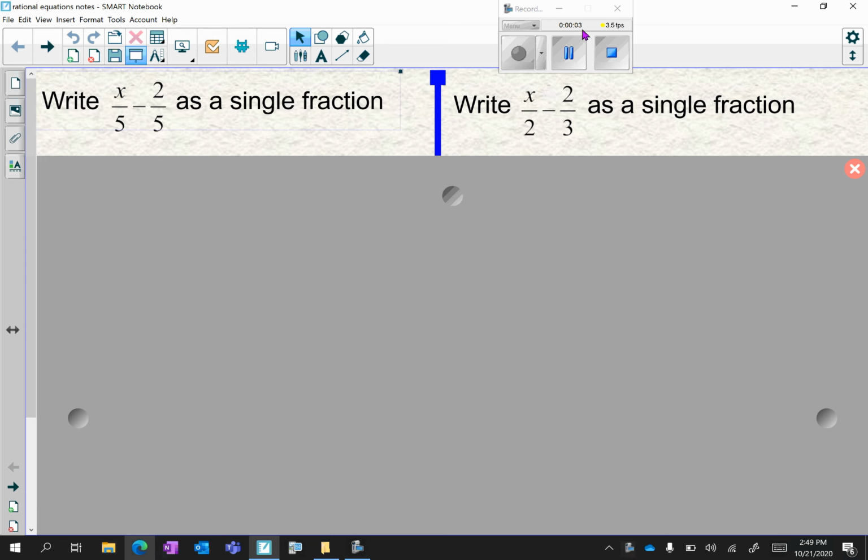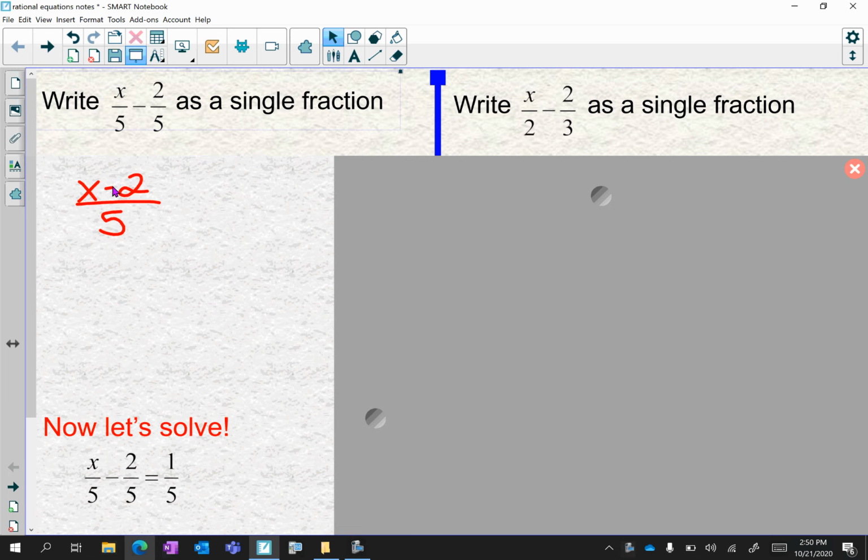Okay, so this is going to walk you through solving a rational equation, finding the solution, essentially. Before this lesson, we have previously done writing fractions with a common denominator and adding or subtracting fractions. So I have two examples here that we're just going to walk through together.